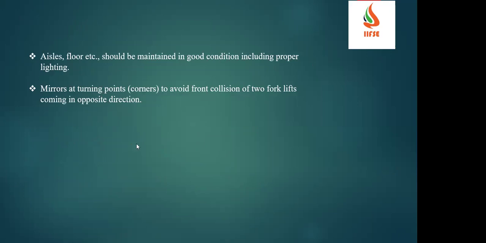Aisles, in the sense, are the pathways where all the forklifts will move. They should be properly marked and maintained in good condition. And also we should have proper lighting so that everything is visible.